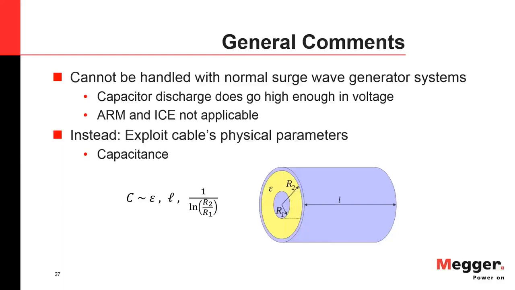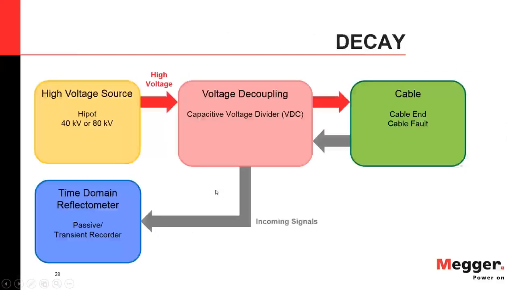You have some material. This epsilon here is called permittivity, which is the dielectric constant of the material. And so the capacitance here is mainly dependent on the length, which is important in this case. So you're using the capacitance of the cable. In terms of equipment, this method that you can apply now is called DECAY. And instead of using a cap discharge, you're using, surprise, a very well-known traditional function, which is a high pot. So you're using the high pot function of your thumper, which is typically 40 kV on portable or regular truck mount systems, and up to 80 kV on integrated test vans.